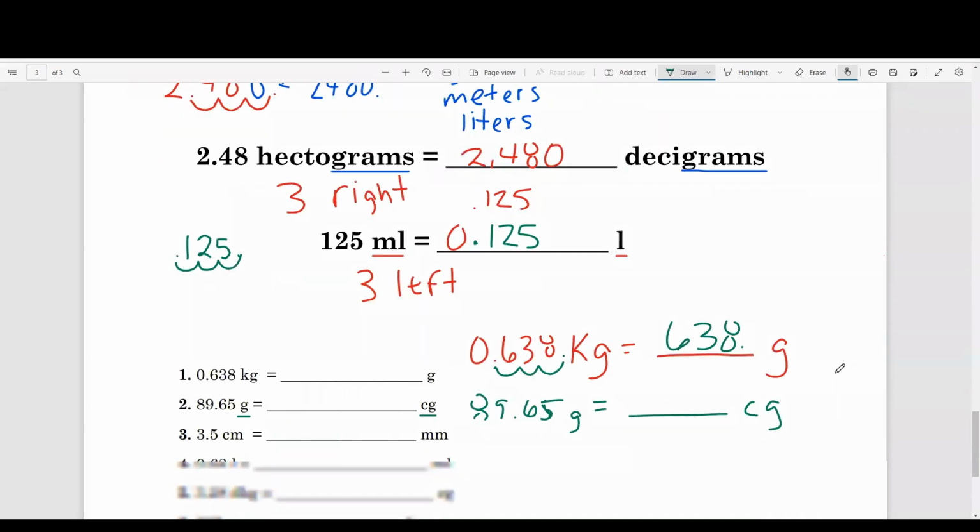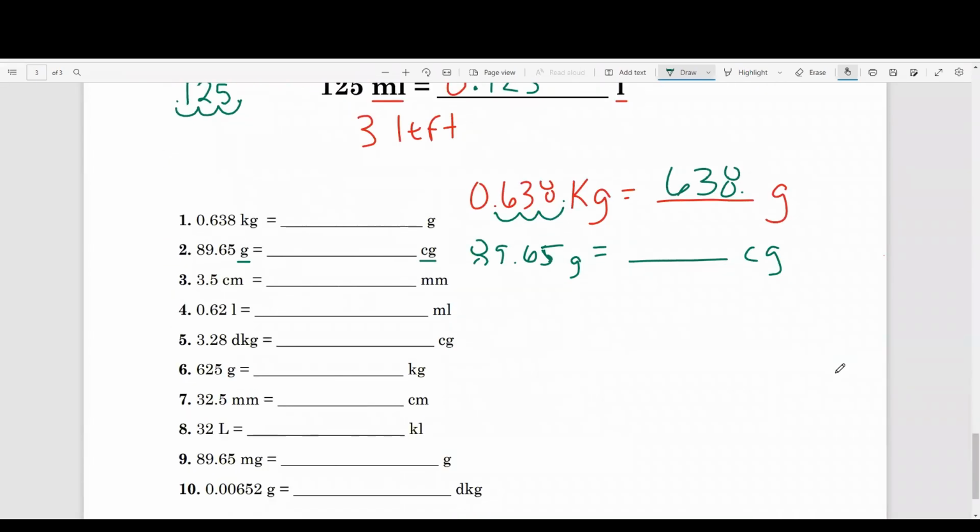Now we just have to duplicate that with our decimal. If we start at our decimal, we're going to go once, twice to the right. Because it's at the end, that makes it a what? A whole number. So 8,965 centigrams.